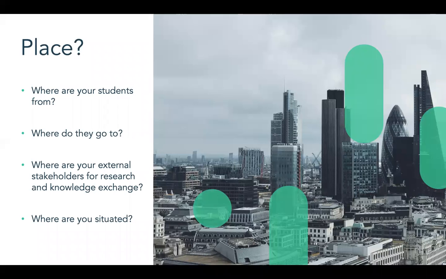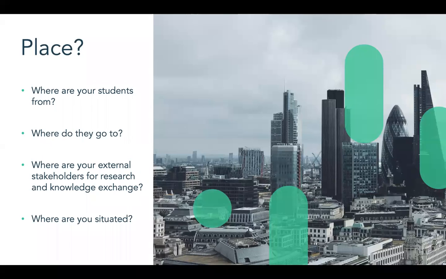Place is also fundamental. What is your region of interest? Now, I've covered that in a blog article on our website called Universities and Place, which you can find on the website. But universities have access to data that shows them where their students come from, to a limited degree where they go to. Universities also know who their external stakeholders are when it comes to research and knowledge exchange. Moreover, they know where they are situated. It's an obvious point, but nevertheless, it's one that can be overlooked.